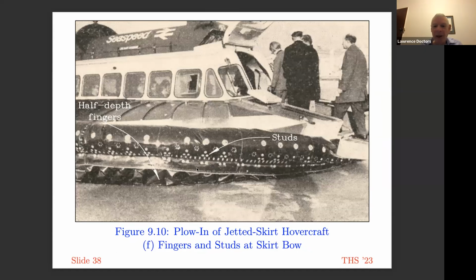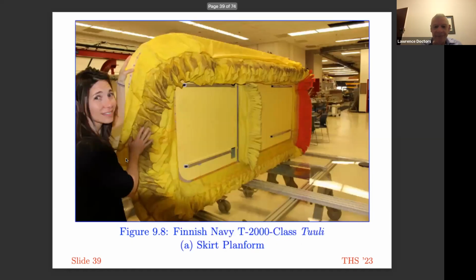A different way of preventing the skirt from attaching to the water surface and collapsing was to put studs on the skirt surface. One can see these studs here. At this point, the SRN1 had a skirt with fingers which ran about 1/2 of the full depth of the skirt.